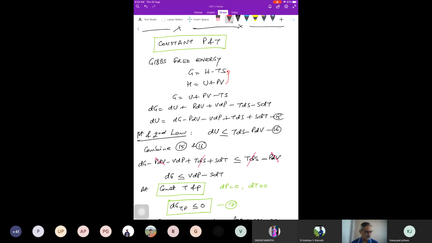Right? So if you combine equations 15 and 16, let me just substitute this here. What we get is dG minus PdV minus VdP plus TdS plus SdT is less than or equal to TdS minus PdV. And TdS cancels out on both the sides. Minus PdV and minus PdV cancels out on both the sides. So what we will get is dG is less than or equal to, we are bringing this on this side, VdP minus SdT.